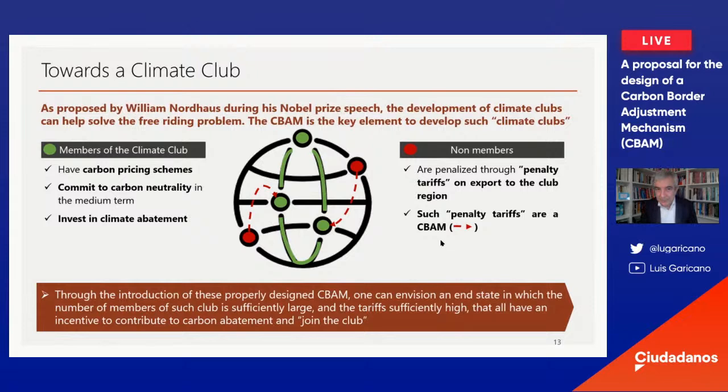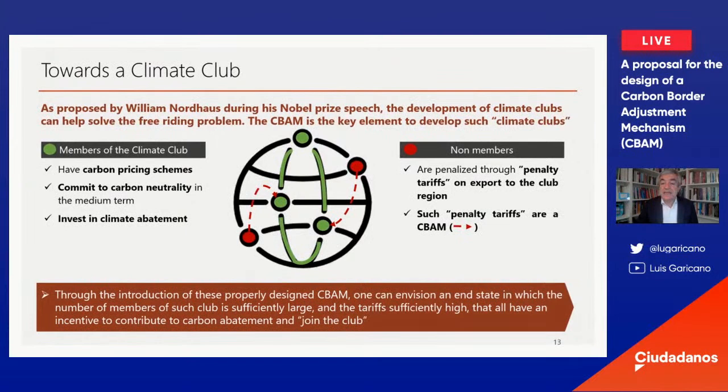The club has a carbon pricing scheme. Everybody who is inside the club is paying for carbon. We know that it's expensive for the planet, so people have to take into account that price, internalize it. They must commit to carbon neutrality. And obviously, since they are paying the carbon price, they are investing in climate impact. There are people who are non-members. Right now, without the CBAM, if you're a non-member, you're perfectly well sitting outside and not paying the ETS, the emission trading scheme price, the carbon price. Now we're going to tell non-members, no, no, you are going to be penalized for exporting your products inside the club. You're outside of the club. The non-members, when they come to play tennis, they pay the fee.